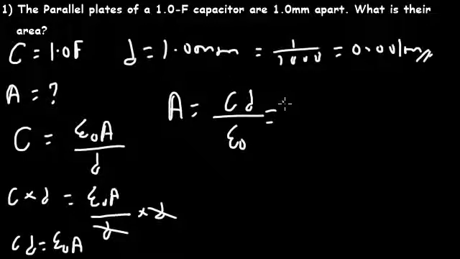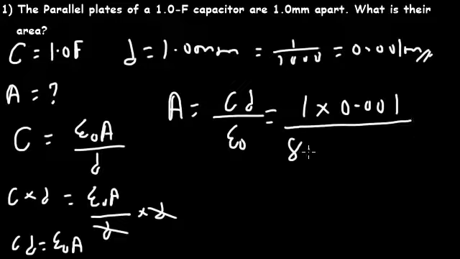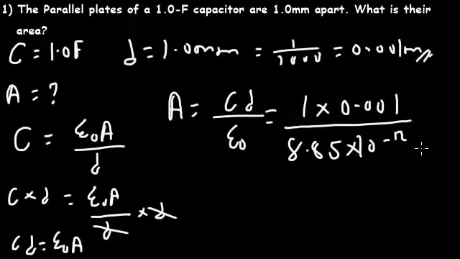Earlier, I gave you what the value of epsilon sub naught is, so we can have it substituted at this point. C is 1 and D is 0.001. Epsilon sub naught is 8.85 times 10 to the power of negative 12. And have this in our calculator to provide the final answer. So fraction 1 times 0.001 divided by 8.85 times 10 to the power of negative 12.